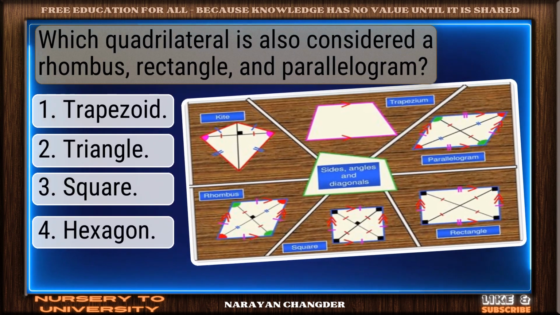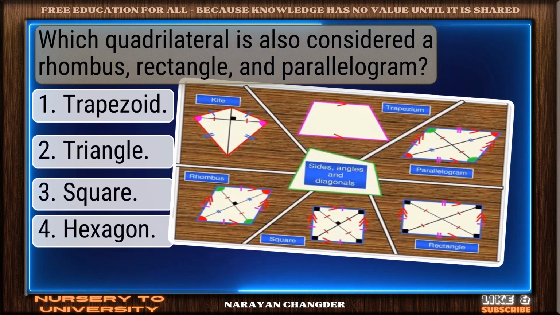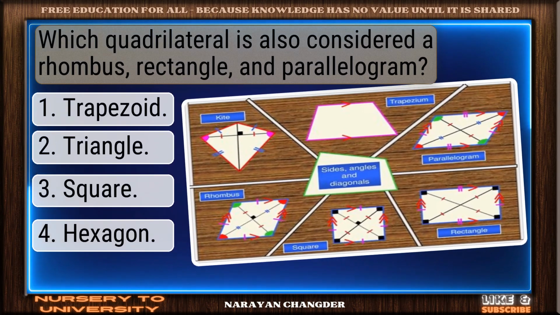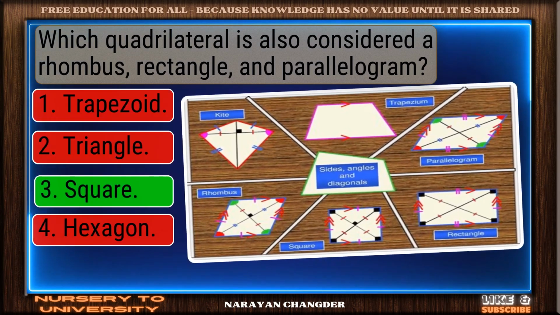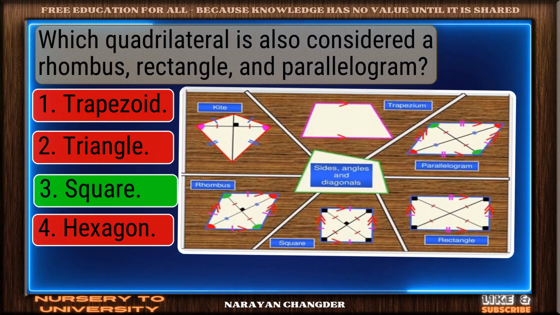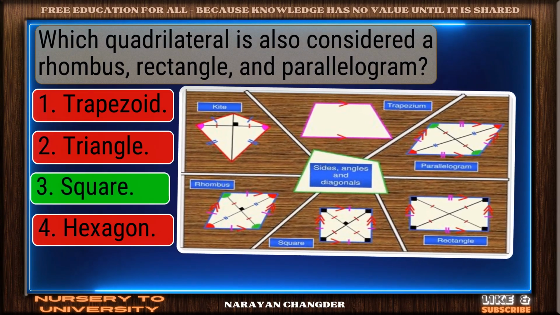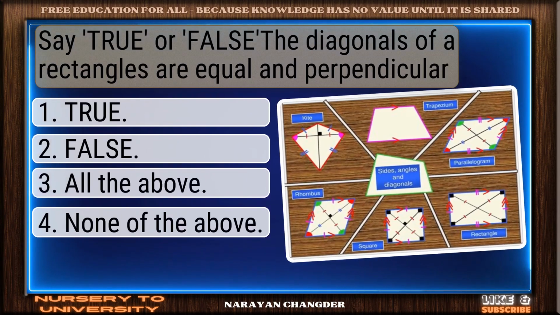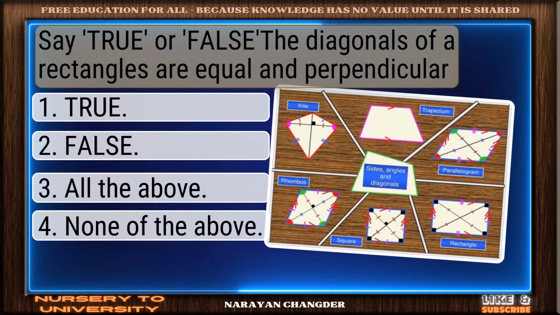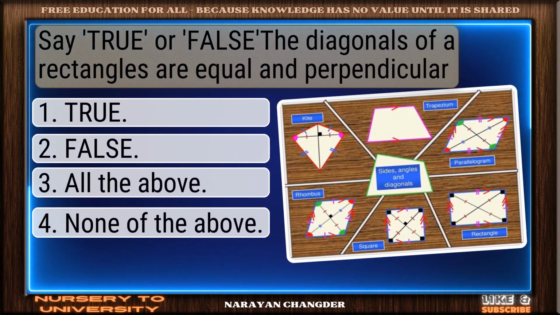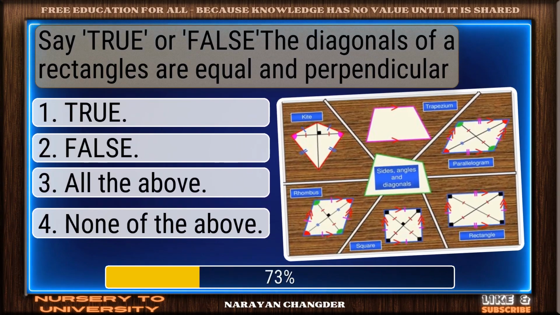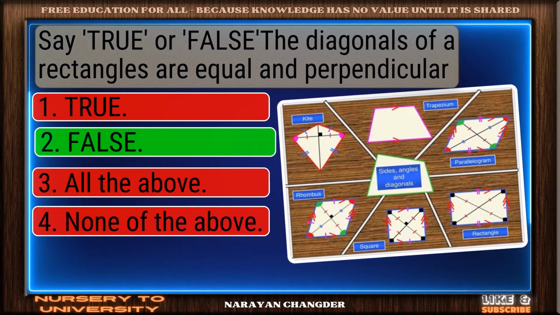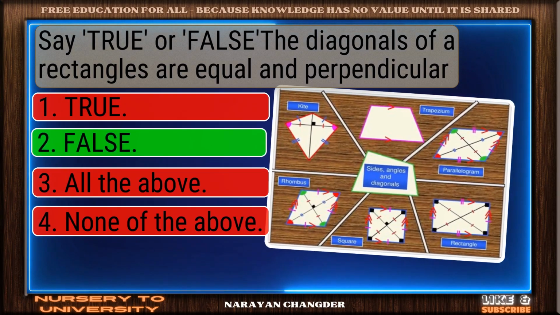Question number 57. Which quadrilateral is also considered a rhombus, rectangle, and parallelogram? Good thinking. Square is the right answer. Question number 58. Say true or false that the diagonals of a rectangle are equal and perpendicular. Strong choice. False is the right answer.